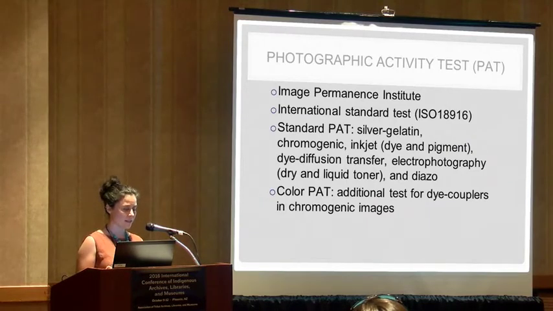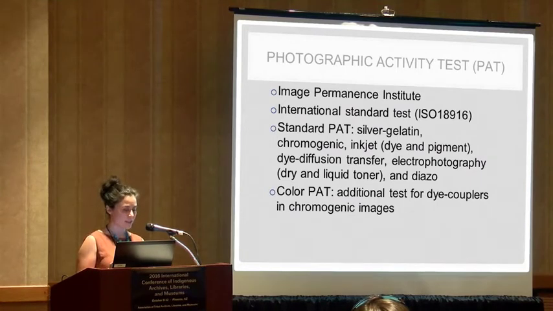It is a test that is an international standard. So that means basically a panel of experts has vetted this test, and it's a good test for looking at the chemical interactions that housing materials will have with photographs. Now, that said, it's designed specifically for certain types of photographs, so again, here's where process ID is important.